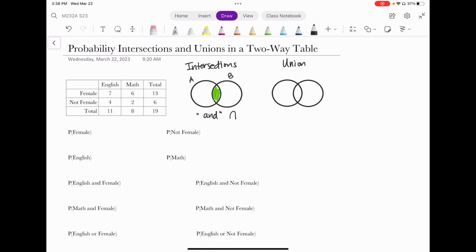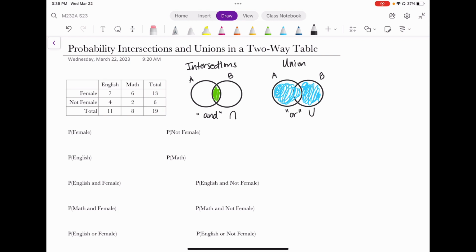A union is either of the two events. It could be anything in event A, the intersection of what they share, or anything in event B. The union, which we also use or for, is another word. So intersections have to have the same thing in common. A union could be one group or the other group or what they have in common. So for instance, I could be in the female group and not prefer English, or I could be in the female group and prefer English. So we're trying to determine what we're calculating here.